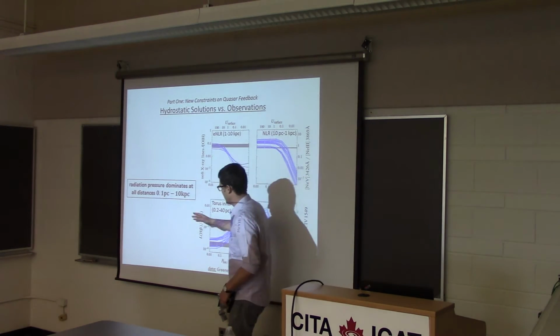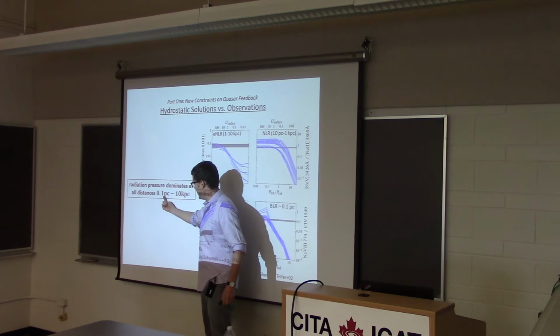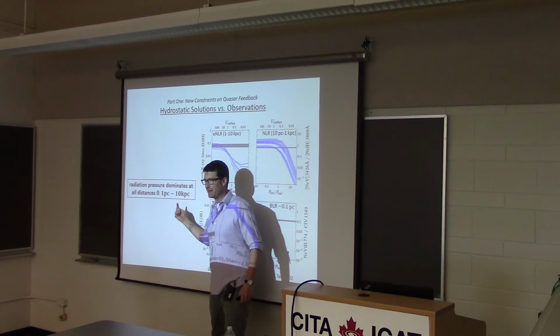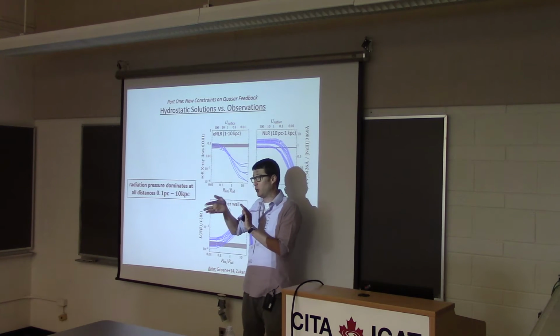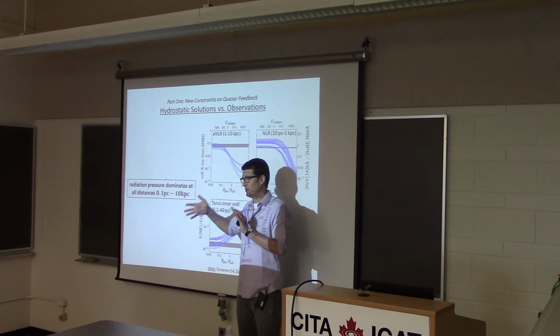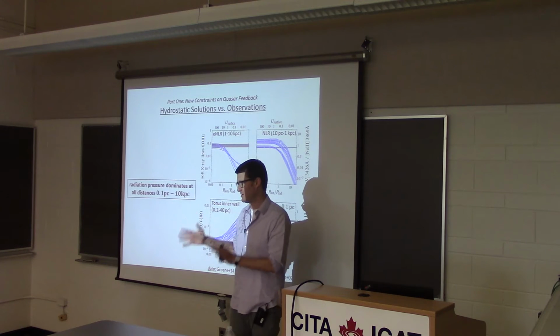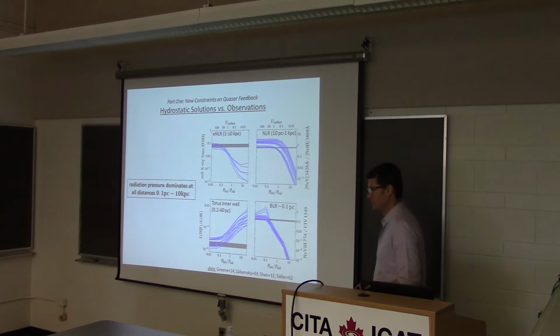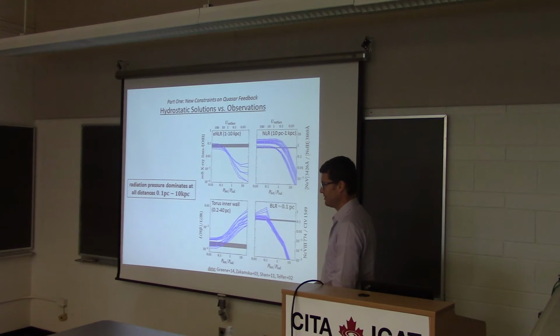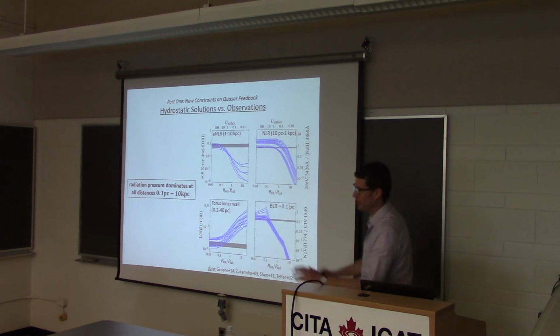We're increasing 4 or 5 orders of magnitude in distance. That means that the radiation pressure is dropping by 10 orders of magnitude, but still it's the dominant source of pressure on these clouds. So both the hot and the radiation pressure drop like 1 over r squared.